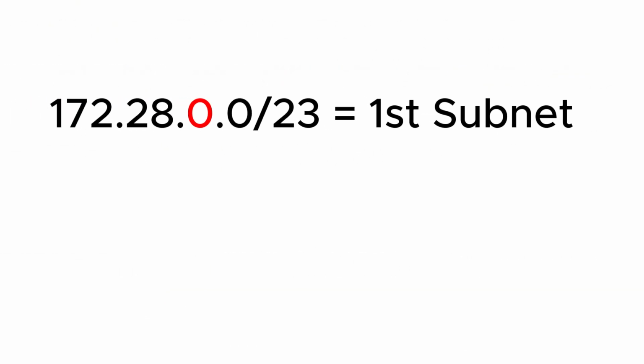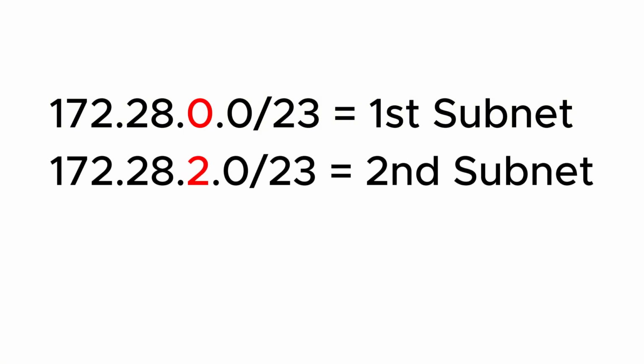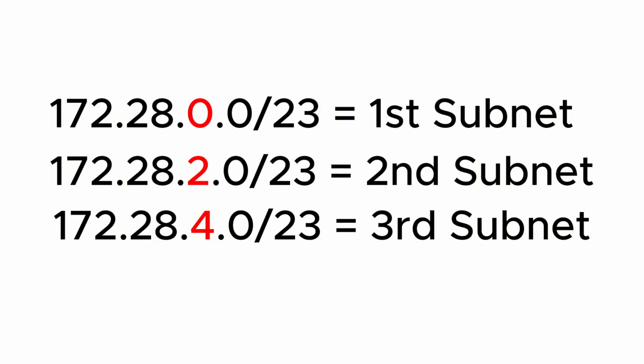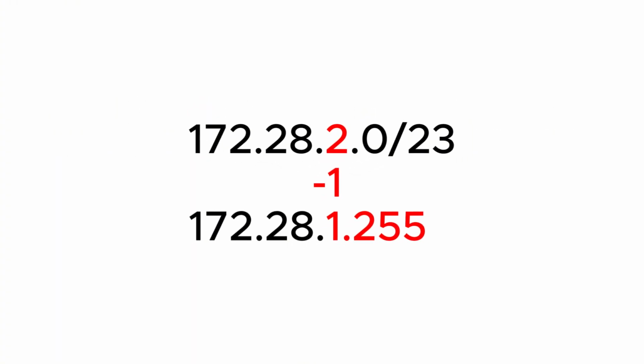For example, let's add 2 to our previous network of 172.28.0.0 in the 3rd octet. We then get 172.28.2.0, our 2nd subnet. 172.28.4.0 would be our 3rd subnet, and so on. Knowing the increments, we simply have to subtract 1 from the octet of interest in the next subnet to get the broadcast address of the previous subnet.